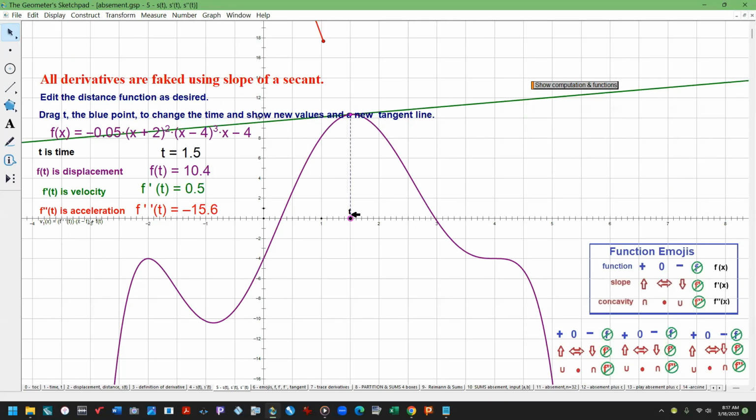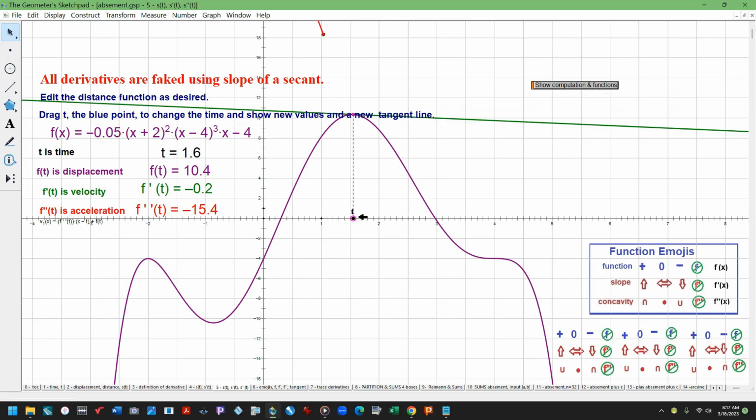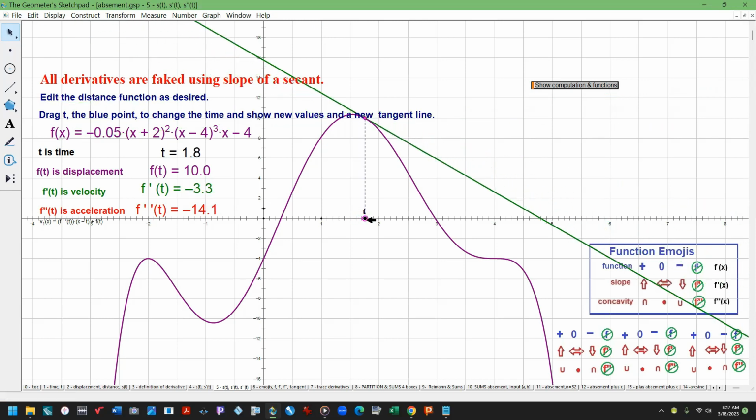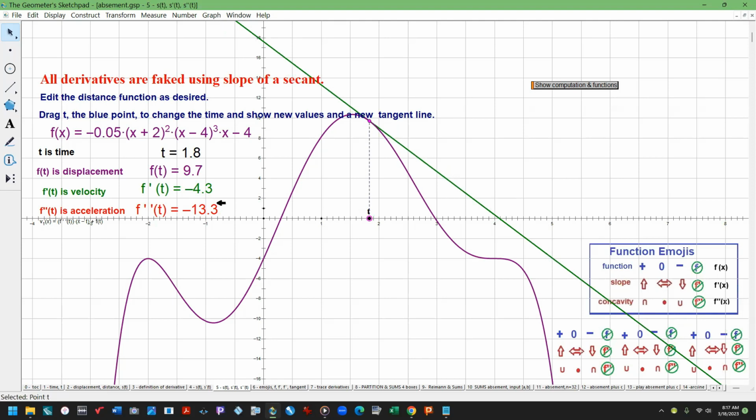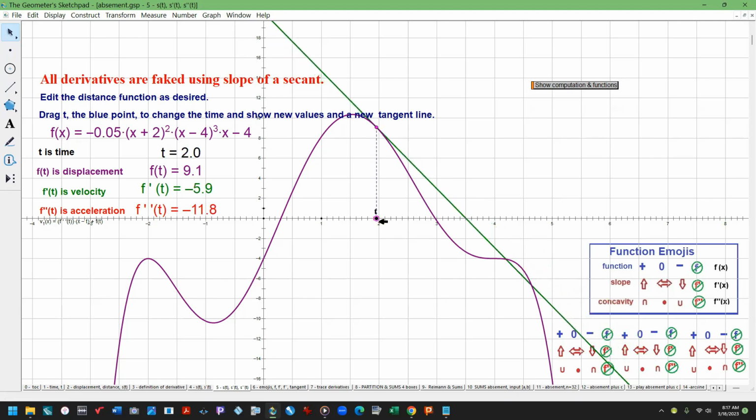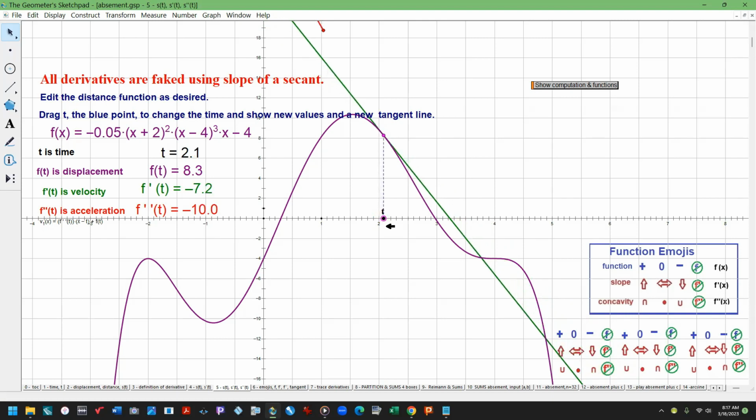Notice when we peak out here, our velocity is 0. That's our tangent line. That's our max. But more interesting, now we see that the slope is negative. The second derivative is negative. Notice that the slope remains negative, but the second derivative, you can now see it, is becoming less and less negative.